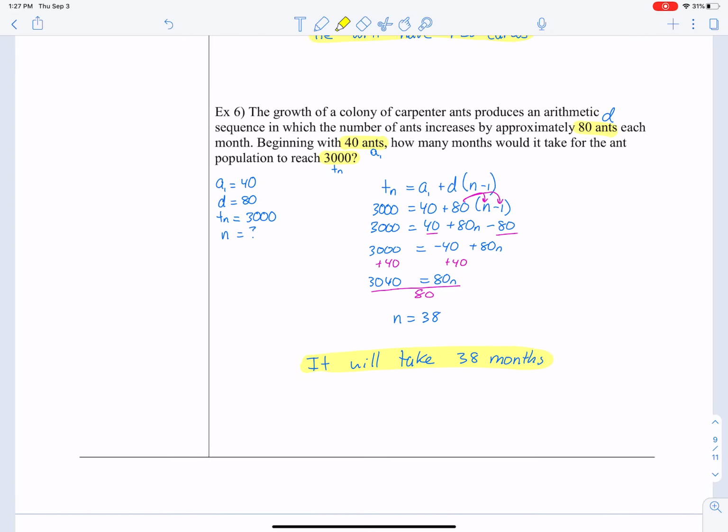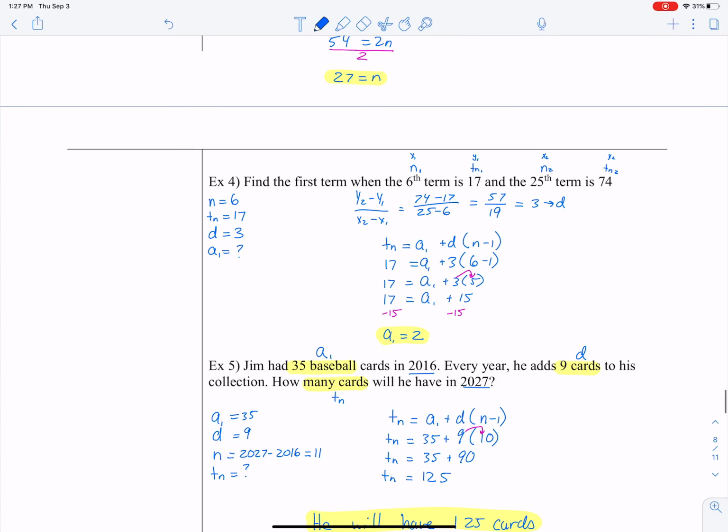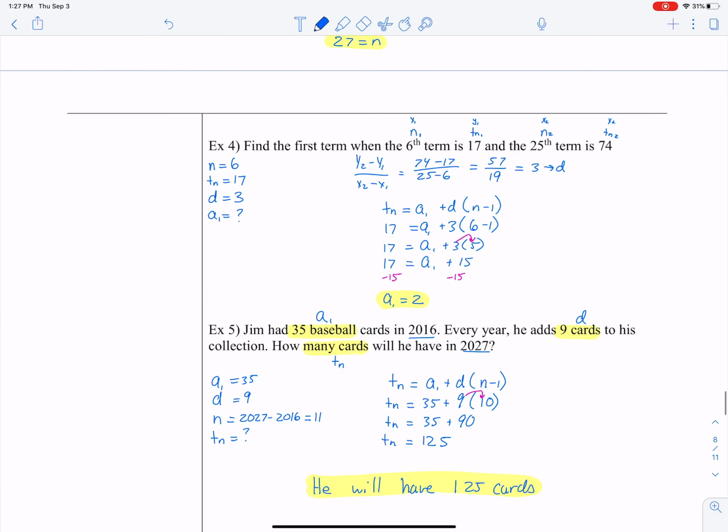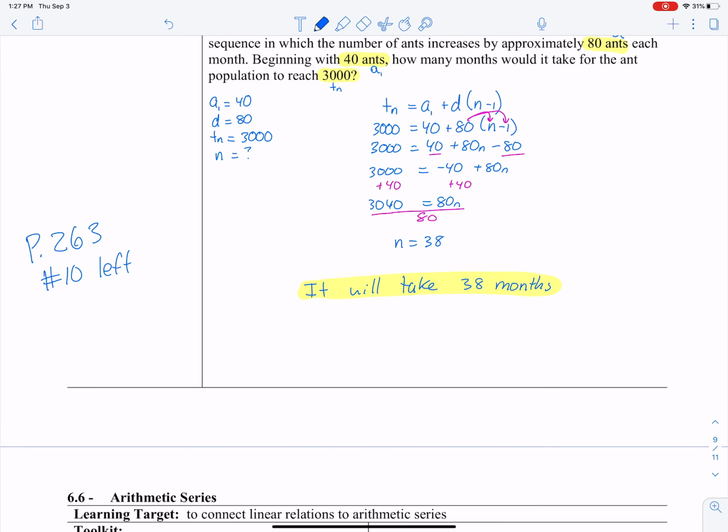All right, so now you can do your homework for this section. So you have page 263. You can do number 10, just the left-hand side, and those will be questions similar to this one. And then you can do page 264, number 14 to 17, and that'll be some word problems for you to try out. And that's the end of this section.